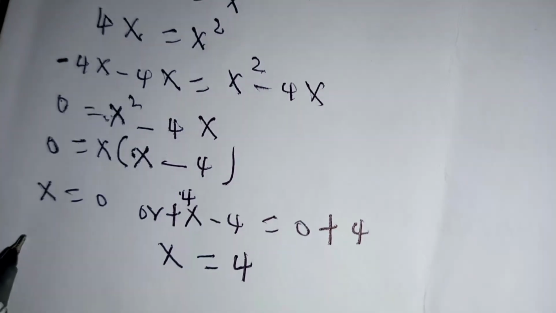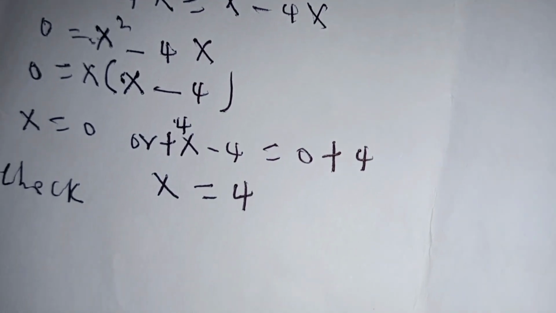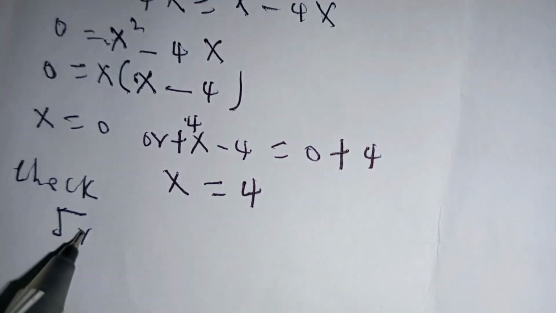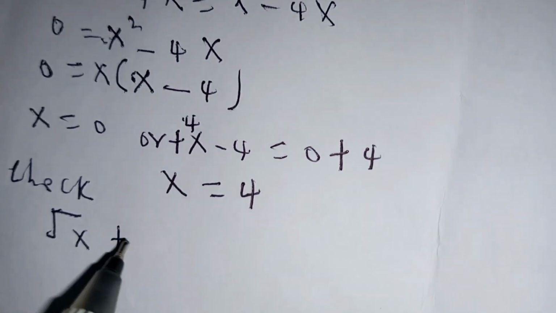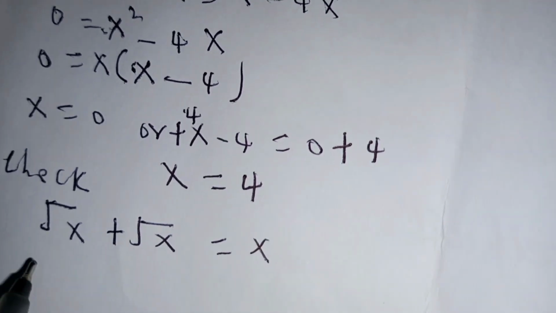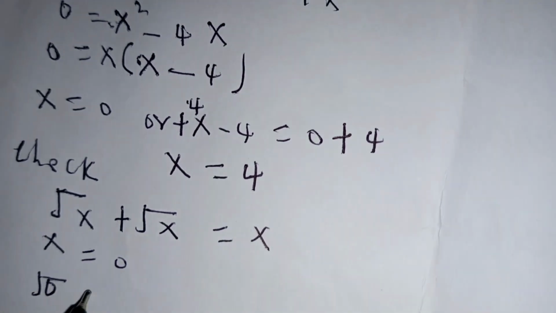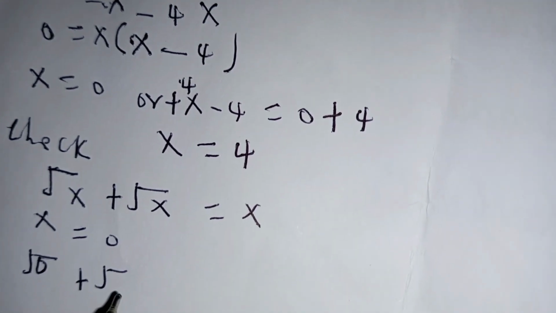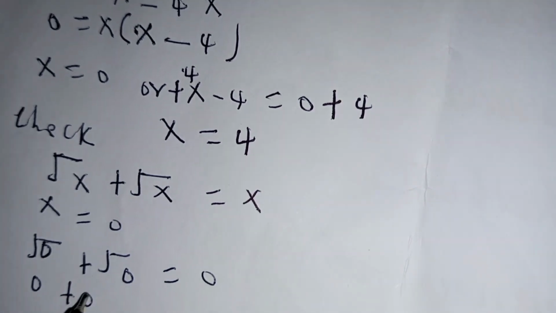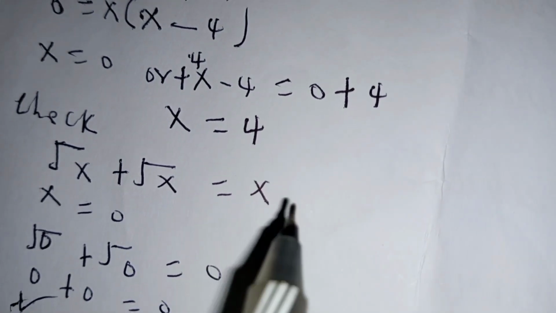So we can check whether our solution is correct. We have the square root of x plus square root of x, it was equal to x. Let's start with when x is equal to 0. So you have square root of 0 plus square root of 0 is equal to 0. Square root of 0 is 0, plus 0, which is equal to 0. So one of the values of x is 0.